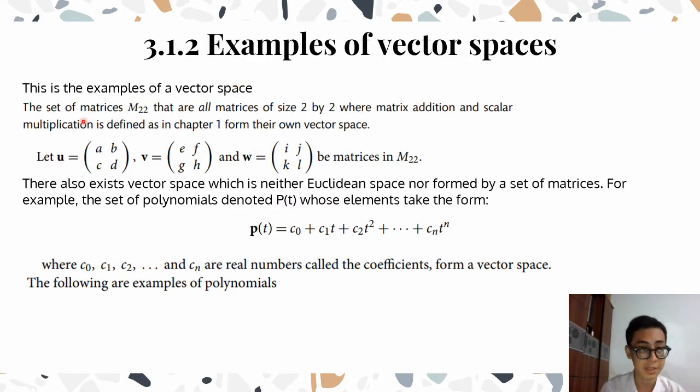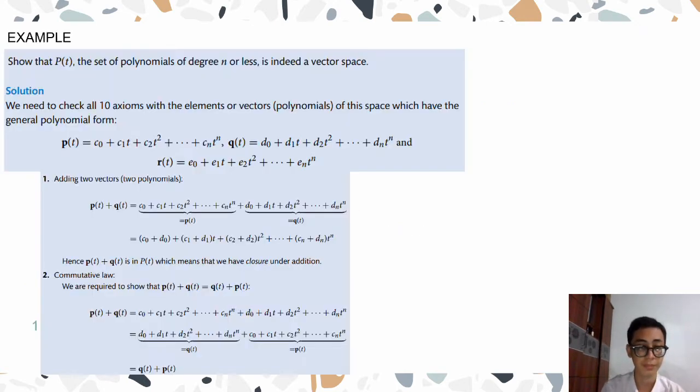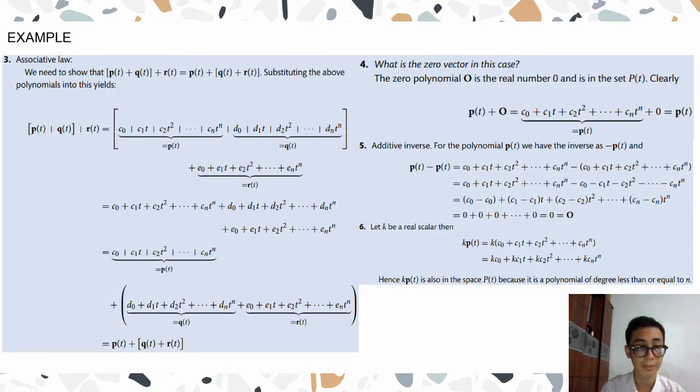3.1.2 Examples of vector spaces. This is an example of vector spaces. The set of matrices M22, that is, all matrices of size 2 by 2, where matrix addition and scalar multiplication are defined as in chapter 1, form their own vector space. Like this. This is the example of the 10 axioms.